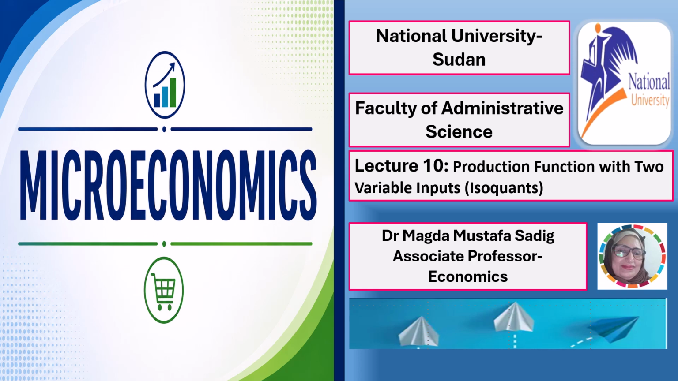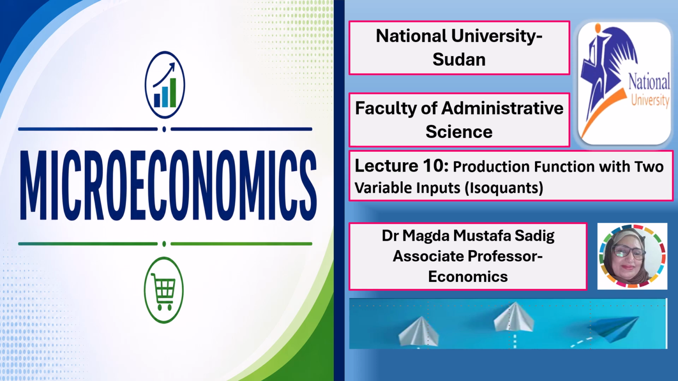In our previous lectures, we examined production when only one input was variable. Today, we will move to a more realistic situation where firms can change both labor and capital simultaneously.